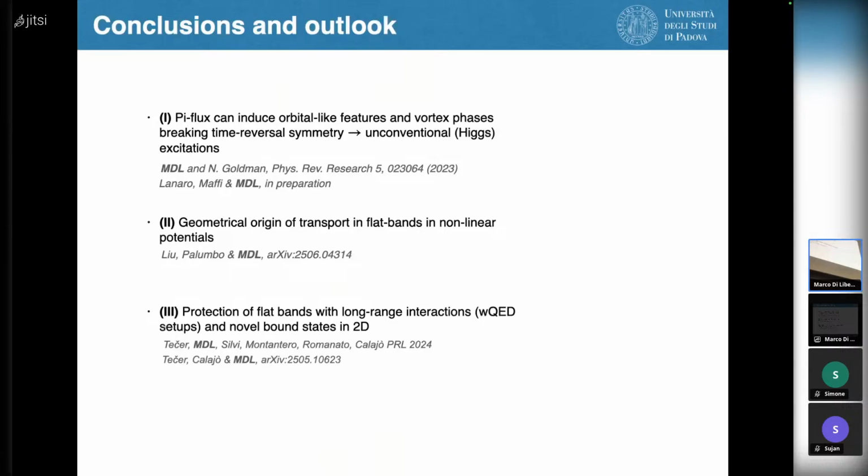So I conclude. I talked about how pi flux can help you break time reversal symmetry with interaction and produce vortex phases and Higgs excitations. I told you that localized, flat bands can still provide transport properties, assuming you have nonlinear potentials or you consider the width, the spread of the wave packet, and also that flat bands can be protected even with long-range interactions and give rise to novel types of bound states in 2D.